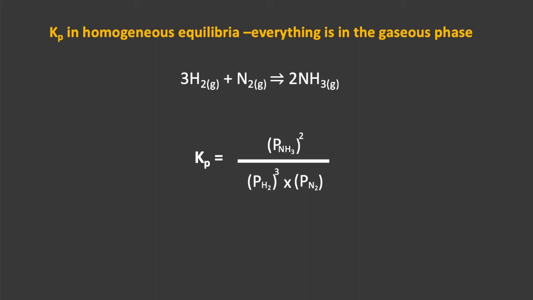So we looked at ammonia previously, a production of ammonia. We can look at the production of ammonia in terms of partial pressures as well, because they're all gases. So Kp becomes the partial pressure of ammonia squared divided by the partial pressure of hydrogen cubed times the partial pressure of nitrogen.